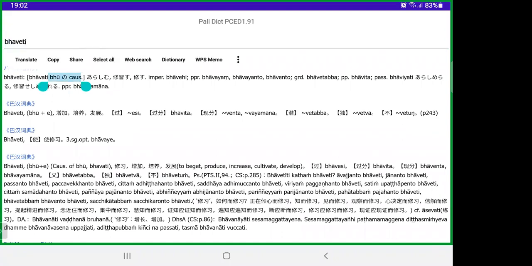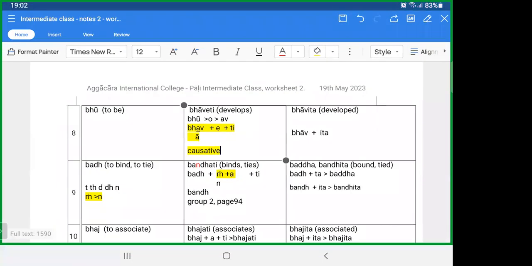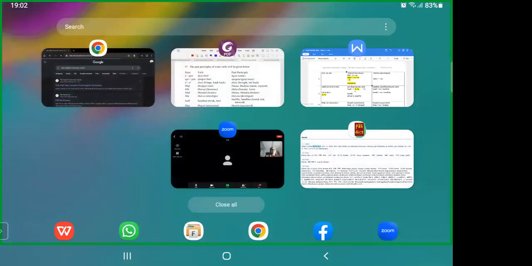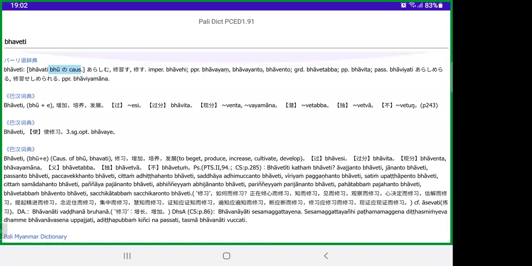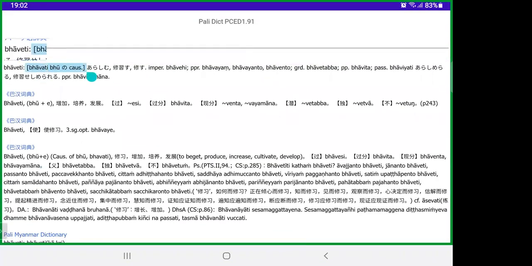Sorry, I didn't get it. Just now the last sentence you said causative is which item, please? This one, Bhaveti. Can you please show the slide again? Number 9. You can see here, number 9. You can see on this dictionary. So number 8, it's causative. Thank you. So you can see in the dictionary. Sometimes it's good to double check.